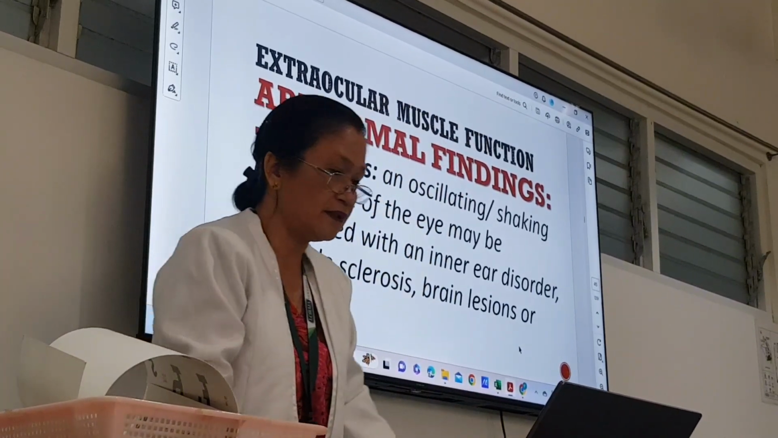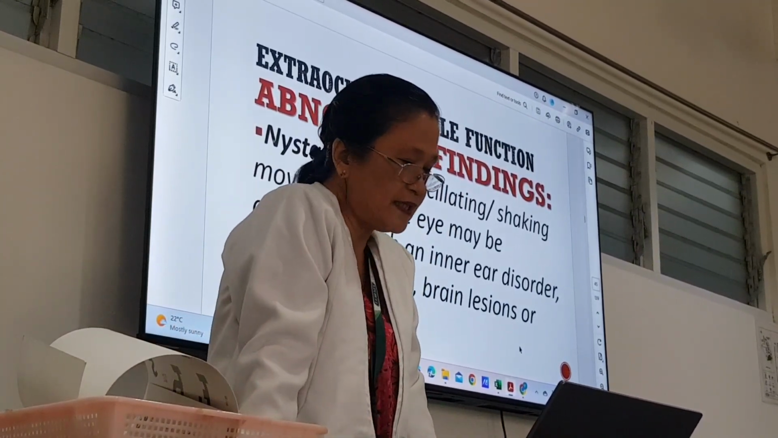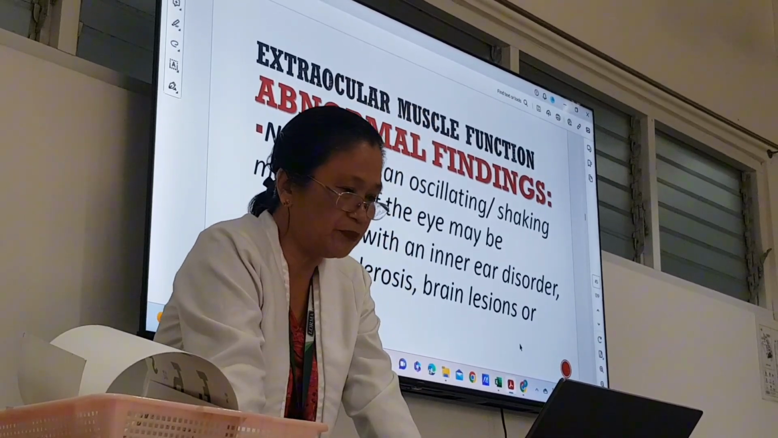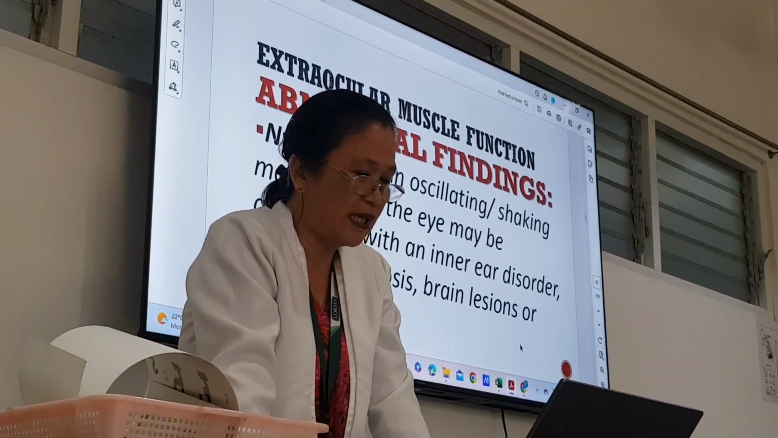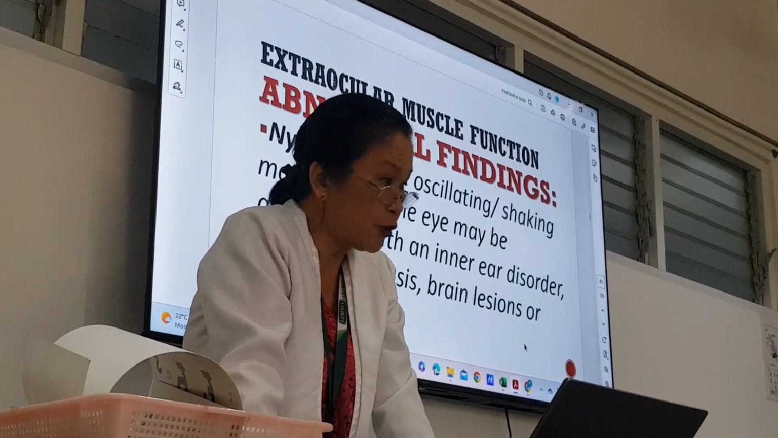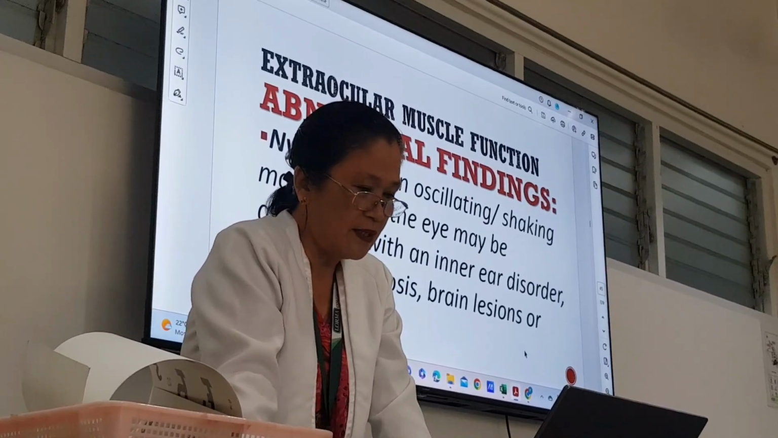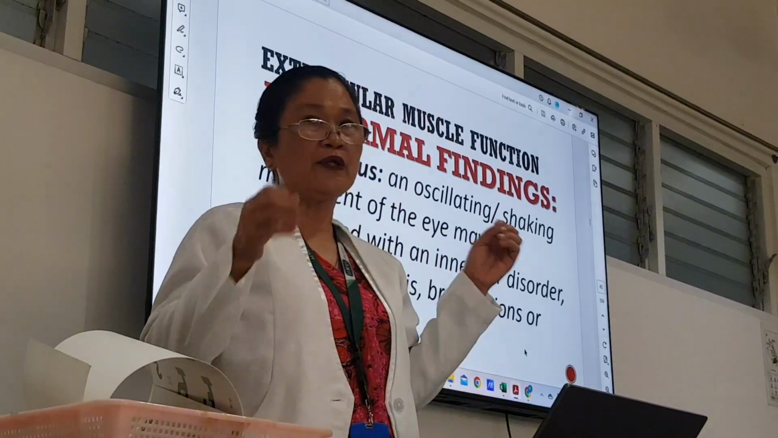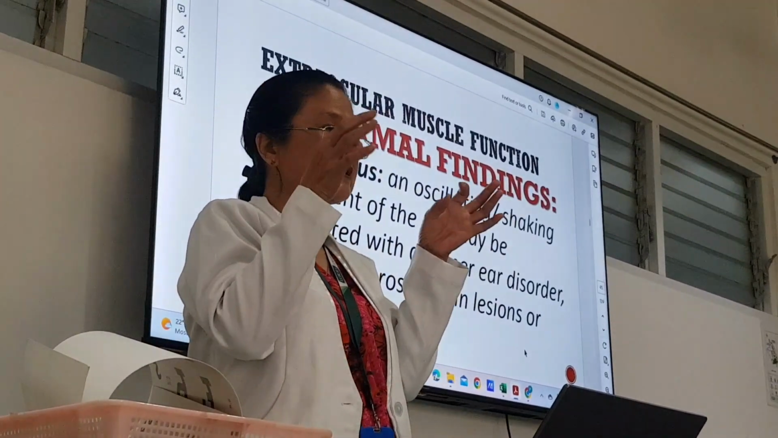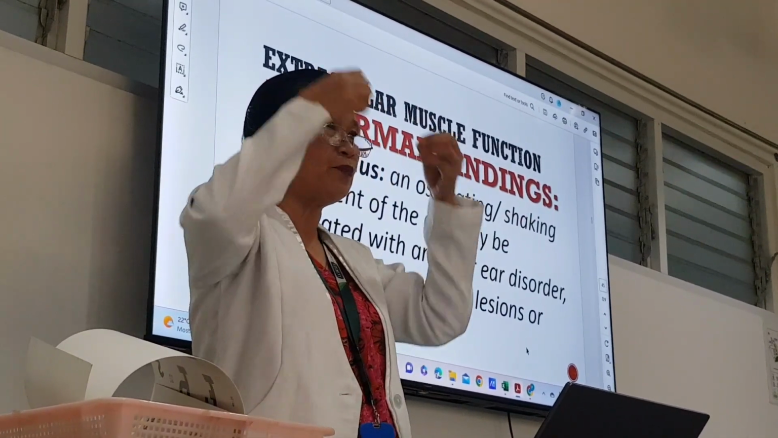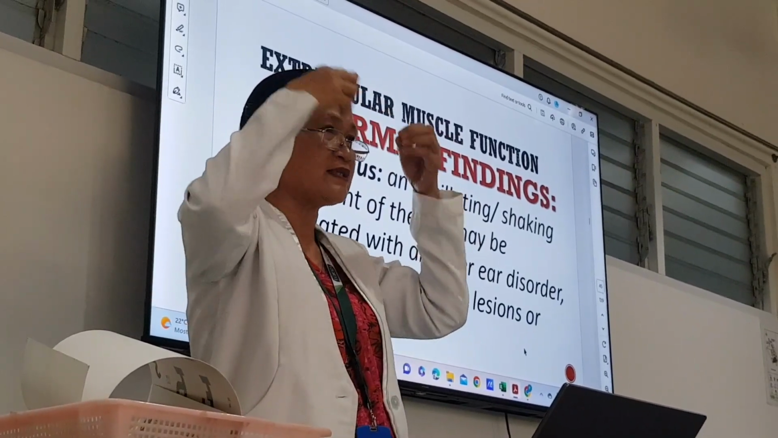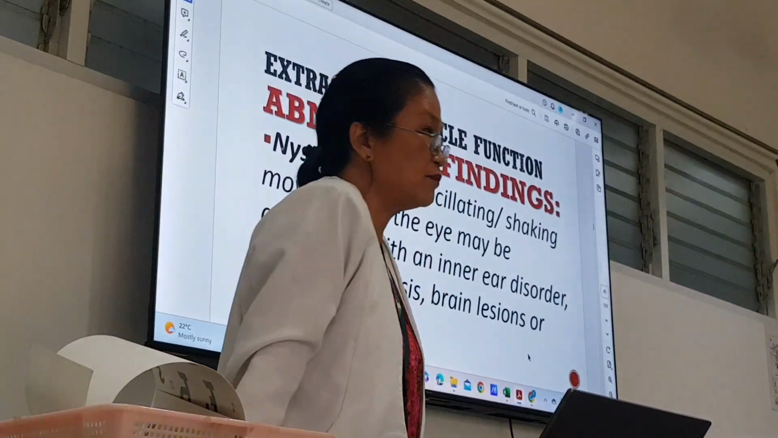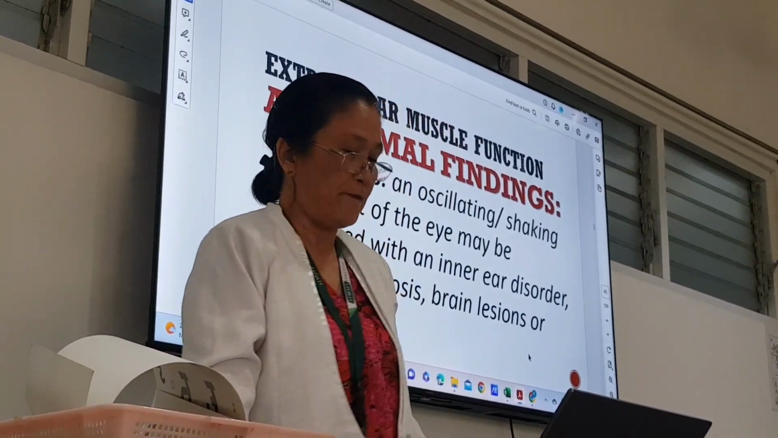Okay, abnormal findings, nystagmus, that is an oscillating shaking movement of the eye, may be associated with an ear disorder, multiple sclerosis, brain lesions, or narcotics. While you are doing that position, yung sa 6 cardinal, pag nakikita mo yung kanyang movement ng kanyang mata, there is oscillating or nagkakaroon ng jumping parang gano'n, there is nystagmus on the eyes of your patient.